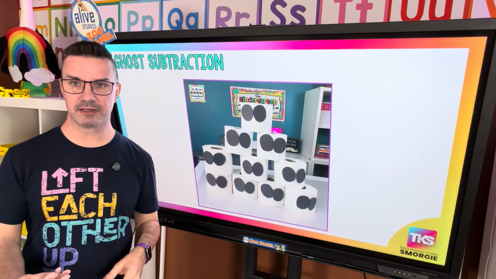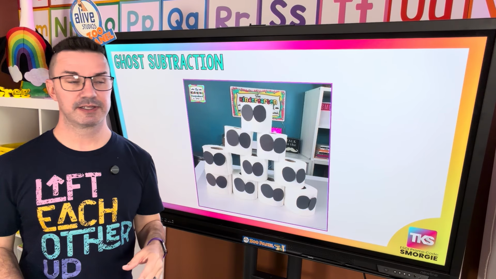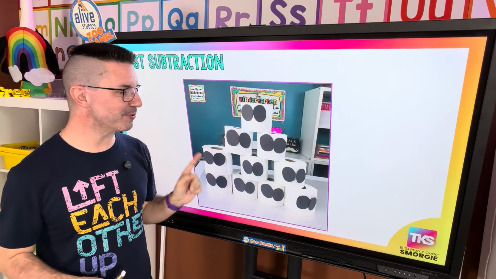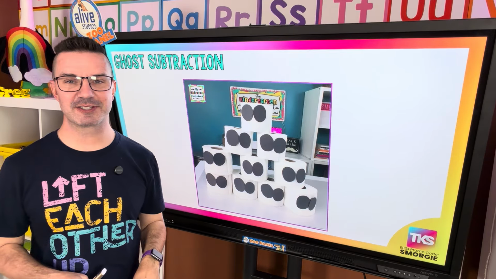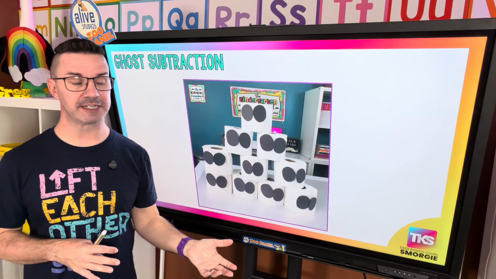How can we make that better? How can we make it different? We did ghost bowling. That's toilet paper, y'all. It's literally rolls of toilet paper. I just used some masking tape, stuck some ghost eyes on there, made some ghosts, and we did ghost subtraction.